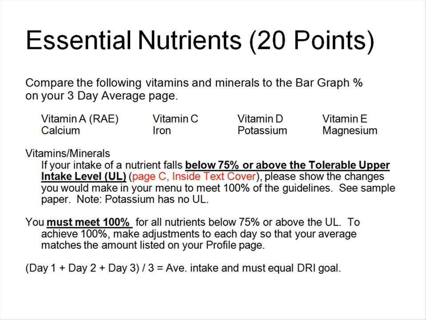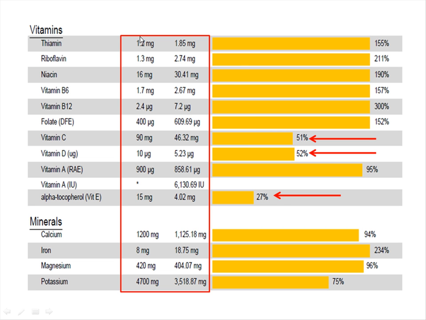And then for the B vitamins, you don't have to make adjustments or do anything. You just list what the top 3 are. Where we're going to find those is in that 3-day average page with the 2 columns. Here's your DRI, here's your intake, and over here is going to be your percentages.